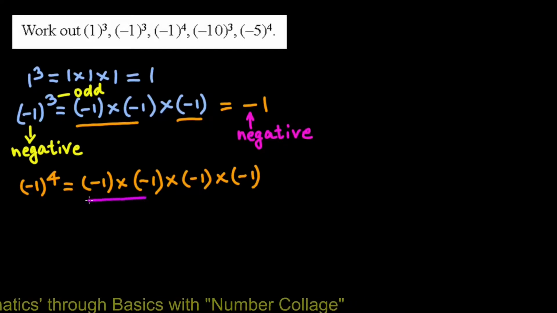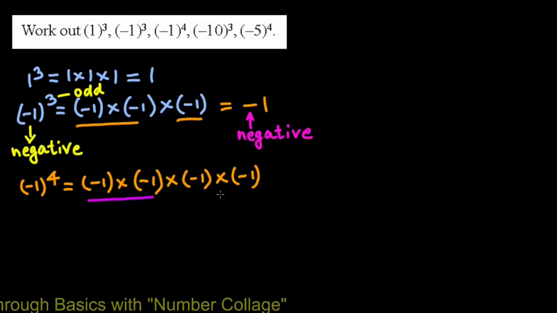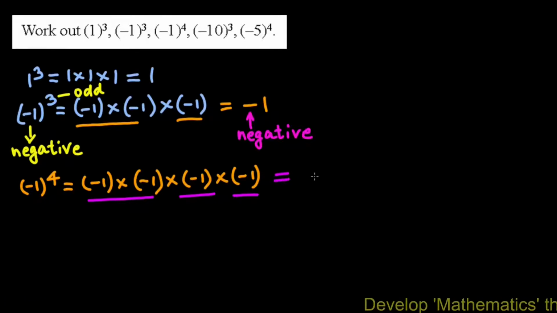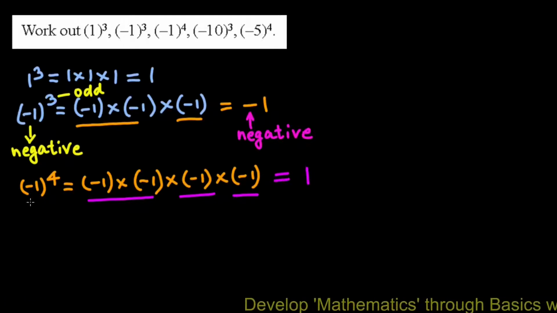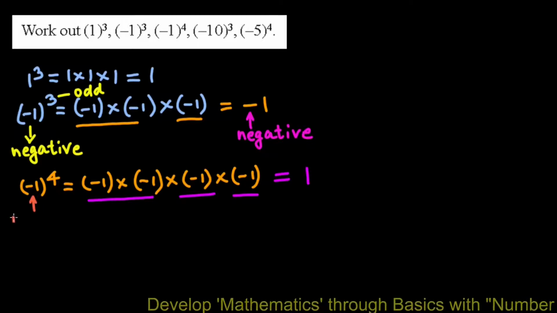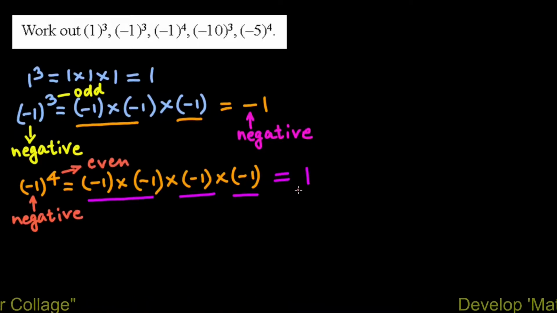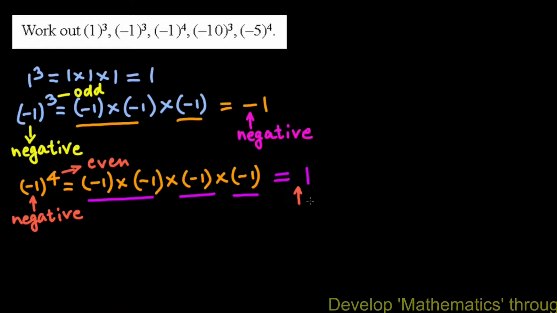Minus 1 into minus 1 will be plus 1. Plus 1 into minus 1 will be minus 1. Minus 1 into minus 1 will be plus 1 again. So we get plus 1. Here we observe that the base is negative, power is an even number, then the answer is positive.